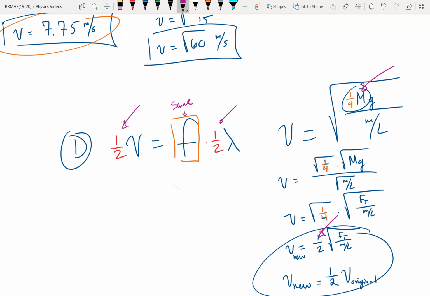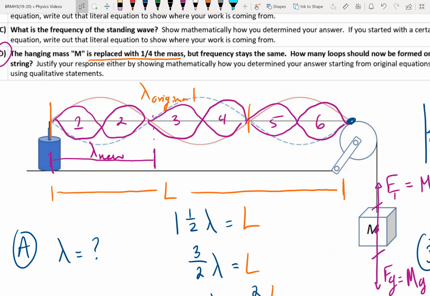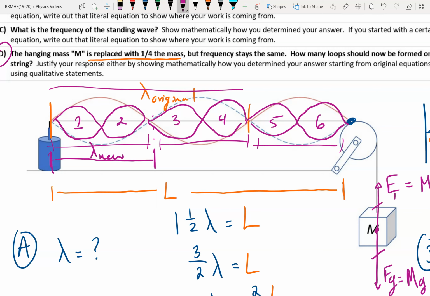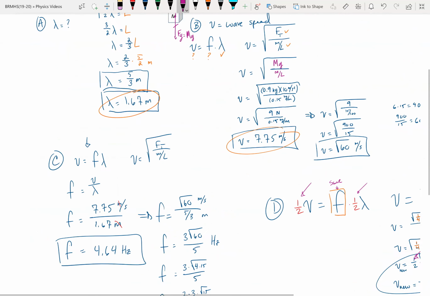If I have 1/2 the wavelength, the waves are shorter by half. You can go back and look at your picture. If my original wavelength was from here to here, half the wavelength is now going to be here to here. How many loops is it going to take to get all the way to our pulley, the other fixed end? So our answer here for D is going to be 6.